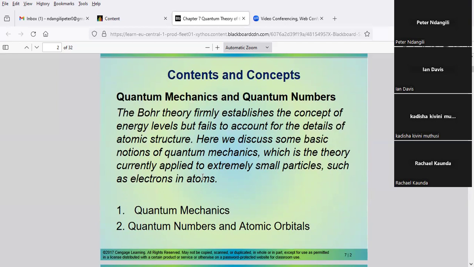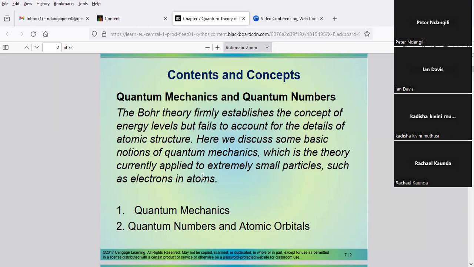Remember, we started with Rutherford, J.J. Thomson. We talked about the Bohr theory. Now, all those theories are building up slowly so that we can get somewhere. When we talked about J.J. Thomson's theory, we talked about the presence of the protons and the electrons, but we were not sure where these protons are and where these electrons are.